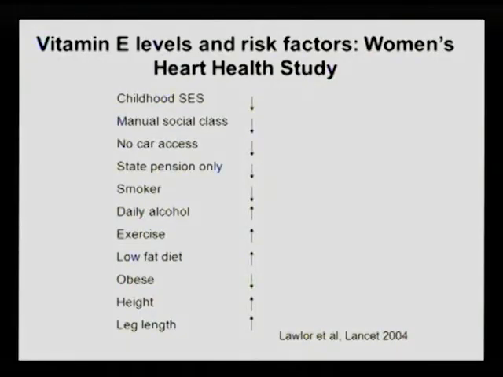Debbie Lawler from my department went on to look at vitamin E use in the British Women's Heart and Health Study. What she wanted to know was what other risk factors are associated with vitamin E levels. So people who are taking lots of vitamin E, what does their risk profile look like? What she found was that those people who were taking lots of vitamin E had tended to have lower childhood socioeconomic status. They were more likely to be from a manual social class. They had less car access. They tended to smoke. They were more likely to take daily alcohol, by which I mean small amounts of alcohol daily. They were more likely to exercise. They were less likely to be obese.